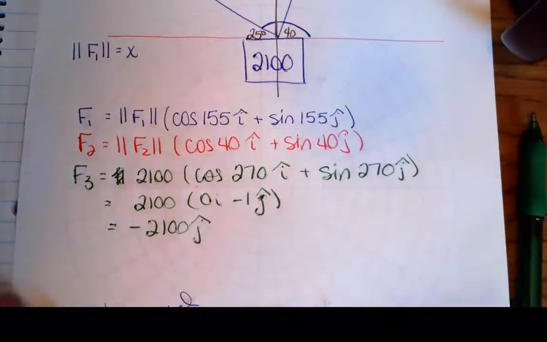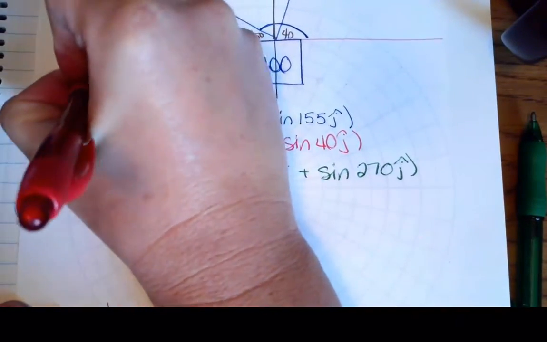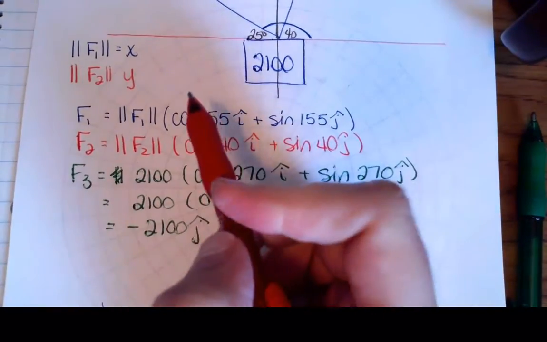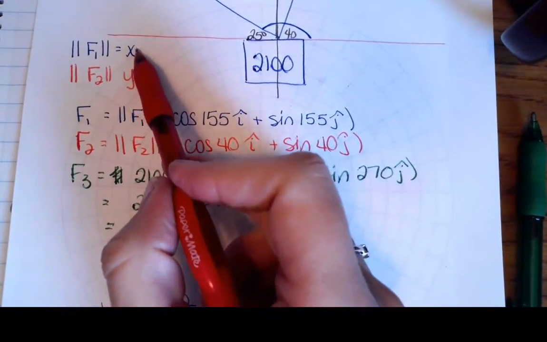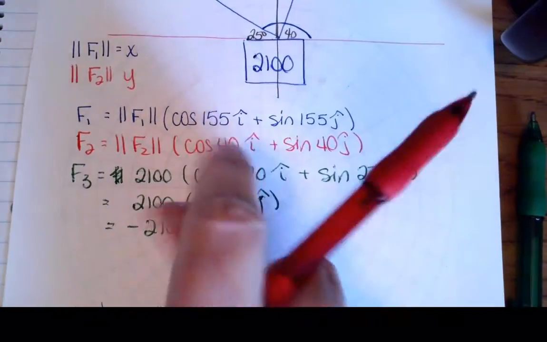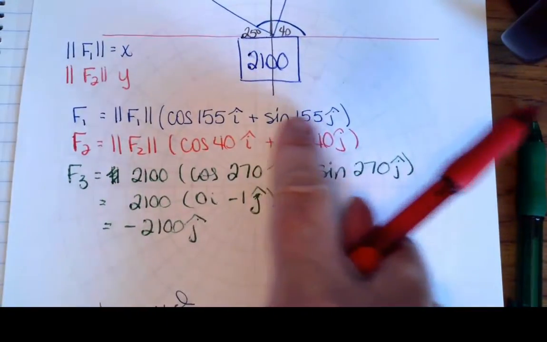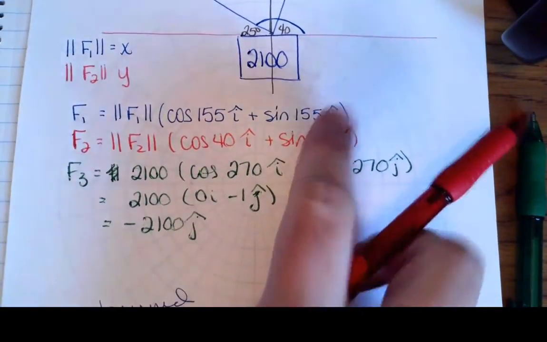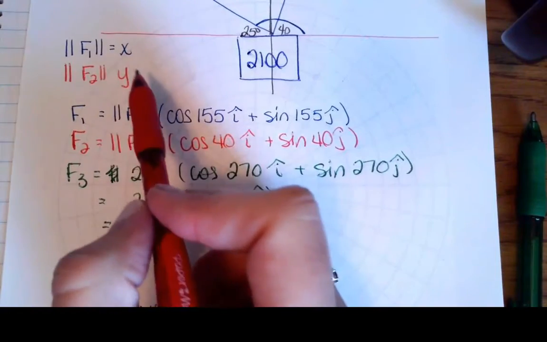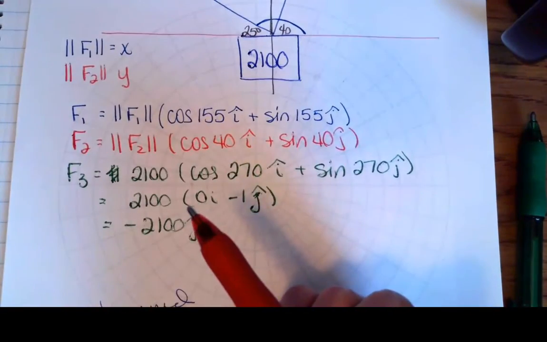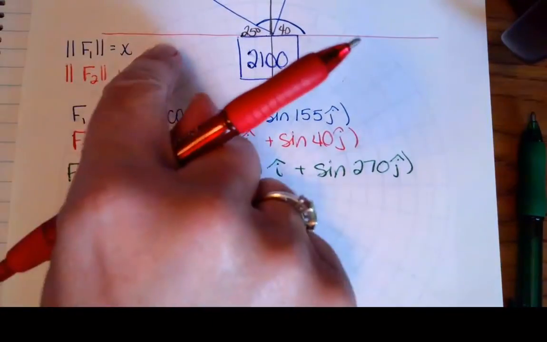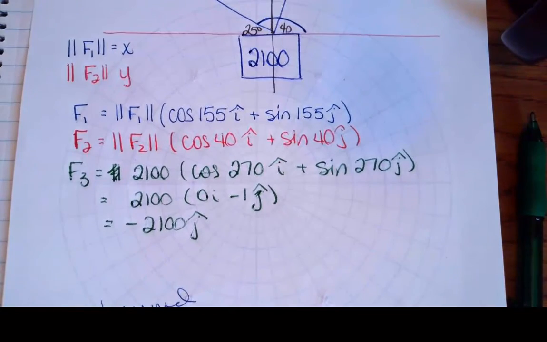So I'm just going to say that the magnitude of force 1, I'm going to write as an x, and the magnitude of force 2, I'm going to write as a y. Theoretically, I should probably use alpha and beta or something like that, because this is an x component and this is a y component because it's horizontal and vertical. But it'll just be clearer to you in a second if I use x's and y's. So if I add up these three vectors, I'm going to get an answer of 0.